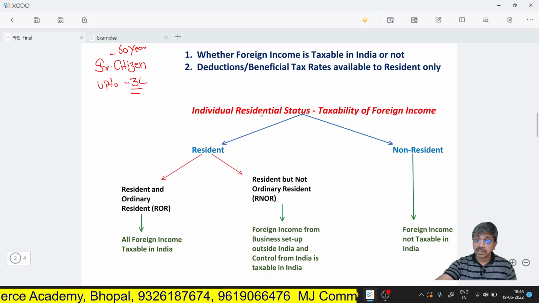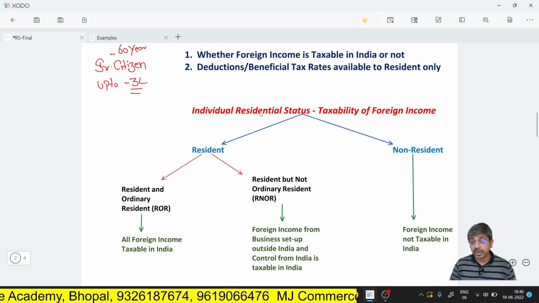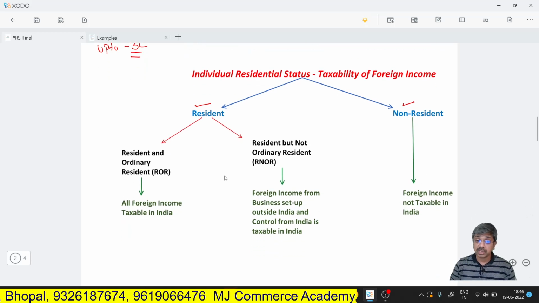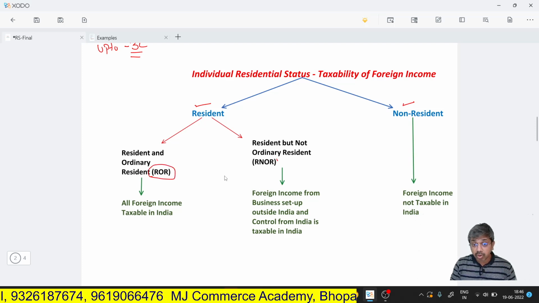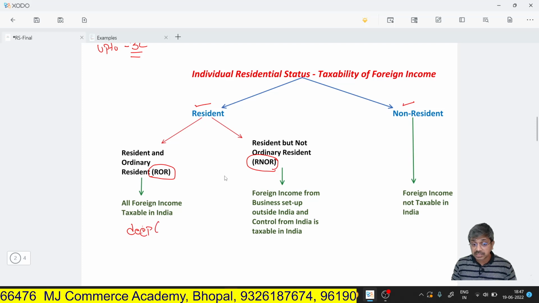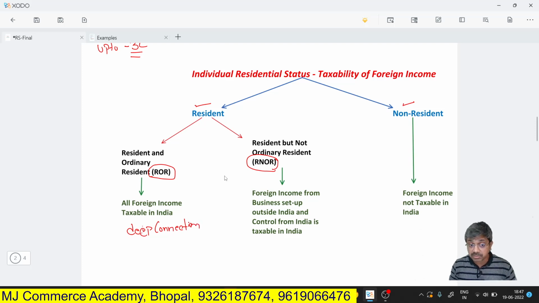From an individual perspective, residential status can be broadly divided into two categories, resident and non-resident. A resident then needs to be further bifurcated into two categories: resident and ordinary resident, and resident but not ordinary resident. The reason behind this bifurcation is the connection with India. In the first case, the law recognizes that the individual has a deep connection with India, and as a result, his or her entire foreign income will be taxable in India.